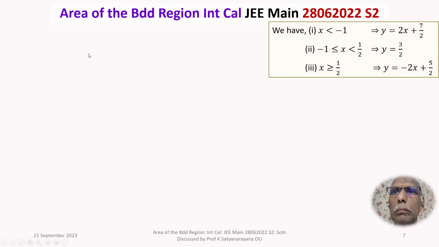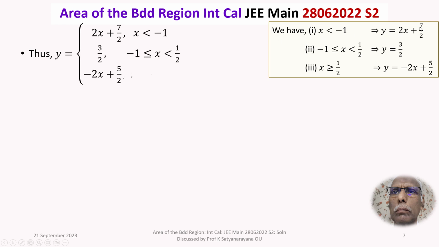Therefore y equals 2x plus 7 by 2 when x is less than minus 1, y equals 3 by 2 when minus 1 is less than or equal to x less than 1 by 2, and y equals minus 2x plus 5 by 2 when x is greater than or equal to 1 by 2. Agreed. Now how will this curve look? That's what our concern is.